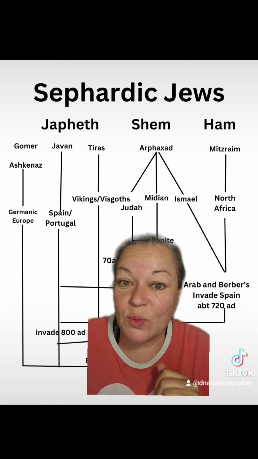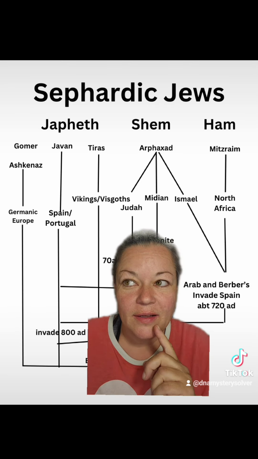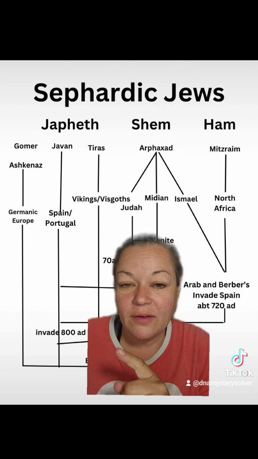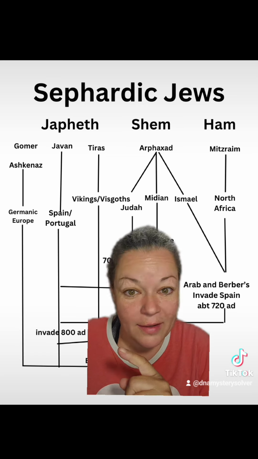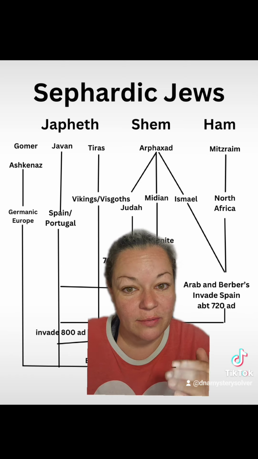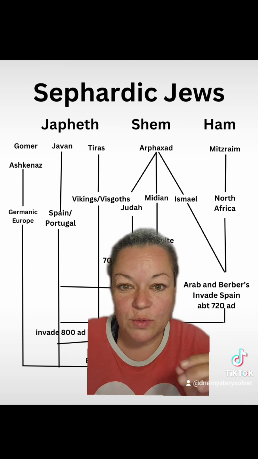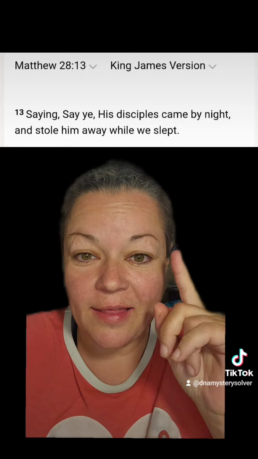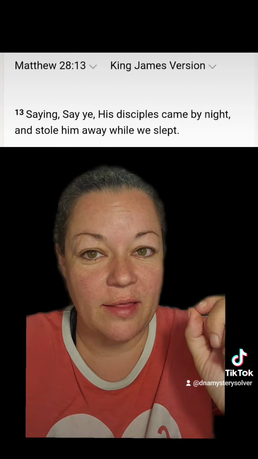Because the Levites were the teachers, the priests. And then by infecting that line, they could control the narrative of what was being taught to the people about their religion, right? Remember I said that they brought in their Jewish mysticism and stuff like that. I think this is the reason right here, Matthew 28:13.